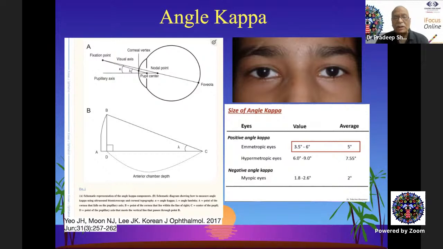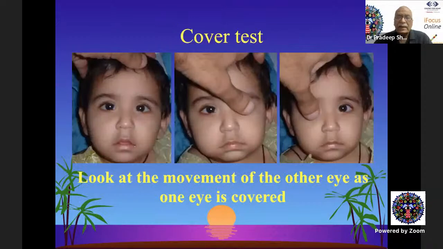These can be measured on the synoptophore by using special slides. And now with the interest of the refractive surgeons being more on the angle kappa, even UBM and corneal topography are utilized, which will help in finding out the angle kappa. The size of the angle kappa in emmetropic eyes may be around 5 degrees, but in hypermetropic eyes it is more plus, 7.5 is the average, and the myopic eyes have a negative angle kappa, and they may even appear to have a pseudo-esotropia.